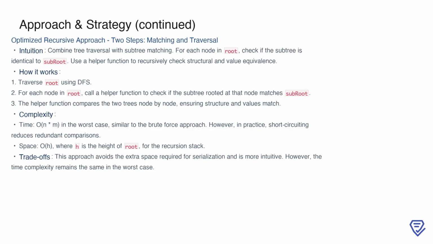While the worst-case time complexity remains O(n * m), similar to the brute force approach, the practical performance is often better due to early termination when mismatches are detected. The space complexity is reduced to O(h), where h is the height of root, as it only requires the recursion stack for traversal. This approach avoids the additional memory overhead of serialization and keeps the implementation more intuitive, though it may still perform redundant checks in some scenarios.